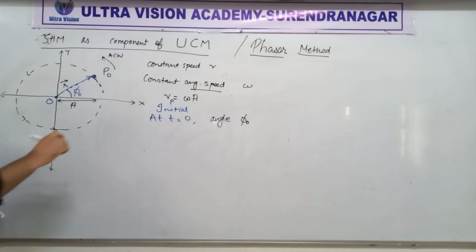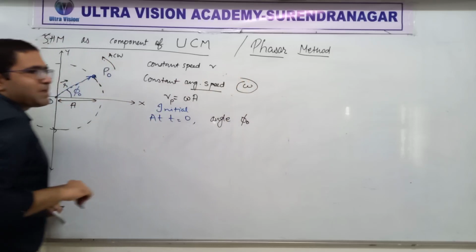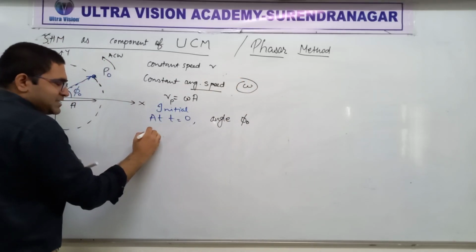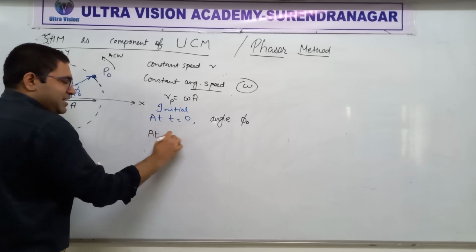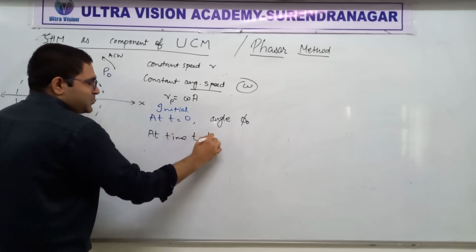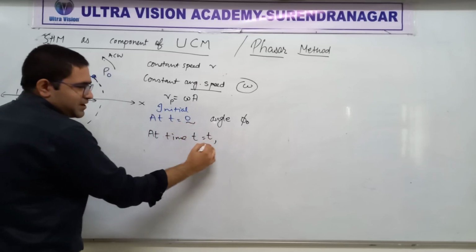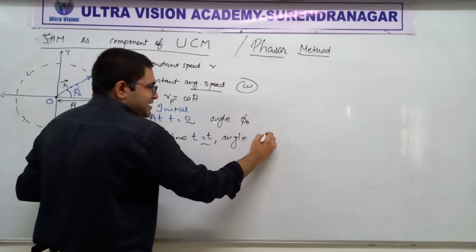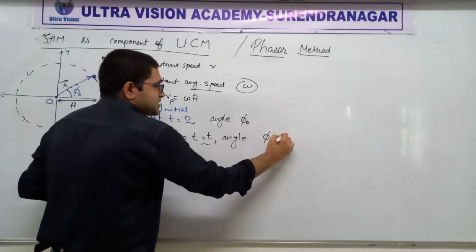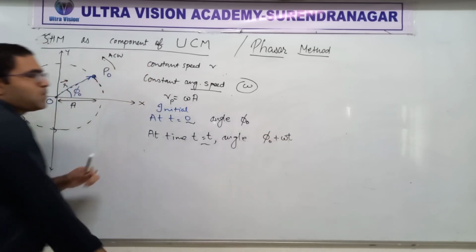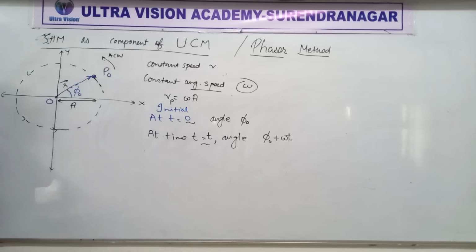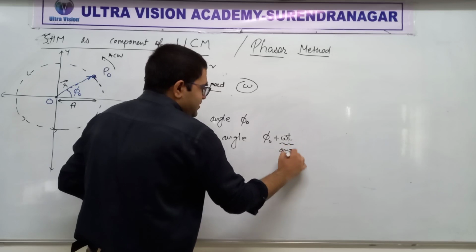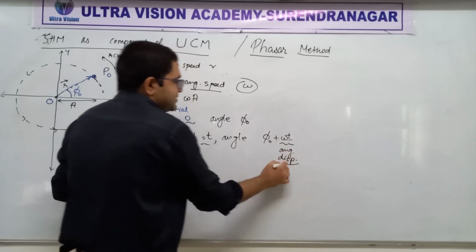Now suppose, like I said, its angular speed is omega. So do you realize that at time t equal to t, that is from 0 to now t, the angle shall be phi 0 plus omega t. Yes or no? Is that clear? Why? Because this is displacement, angular displacement. Isn't it?